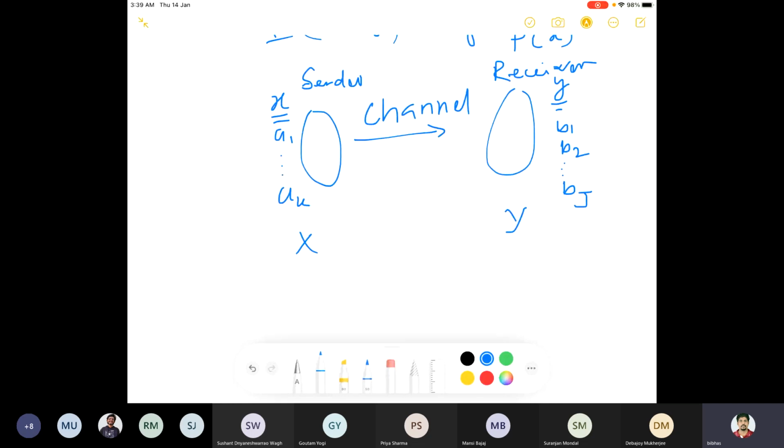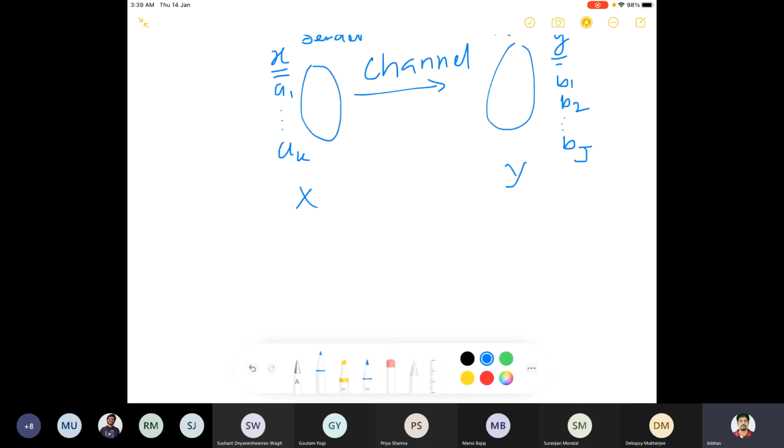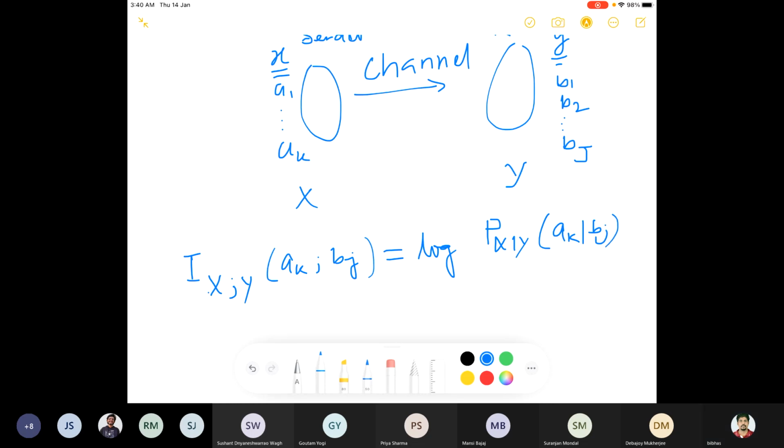Now what we defined initially was the notation I(x; y), and this semicolon is important, then I(ak; bj). We defined this to be equal to log of p(x given y, ak given bj) by p(x, ak).